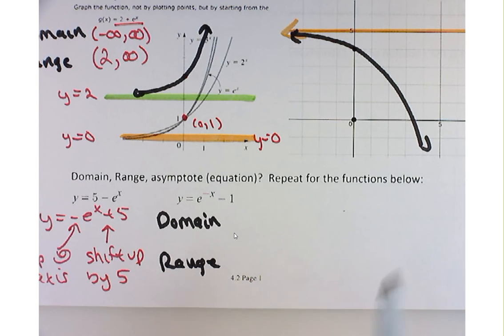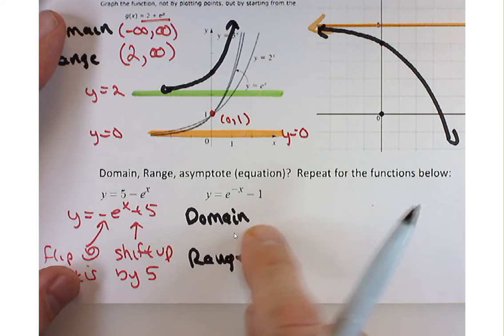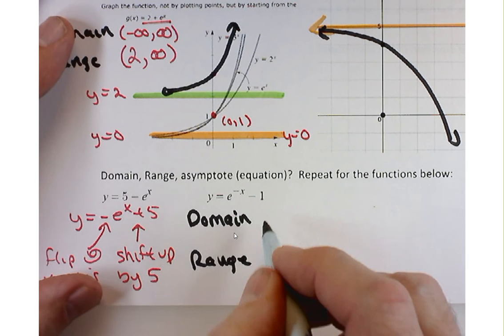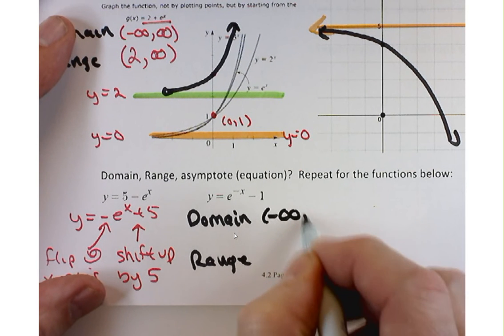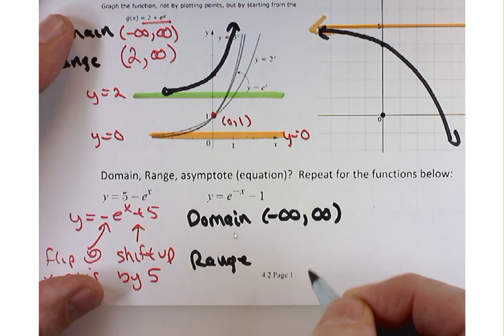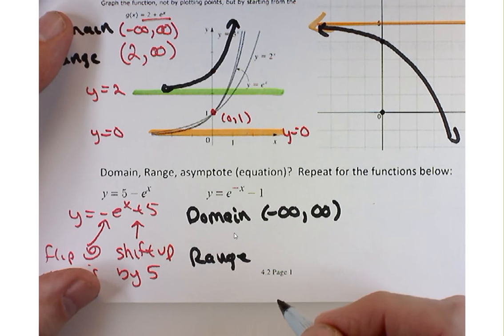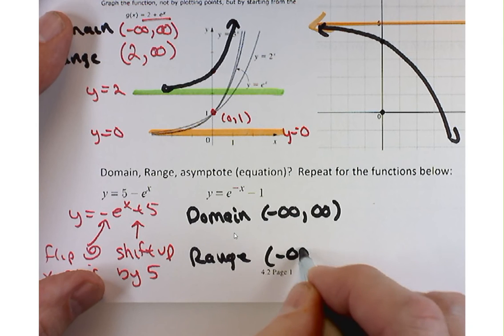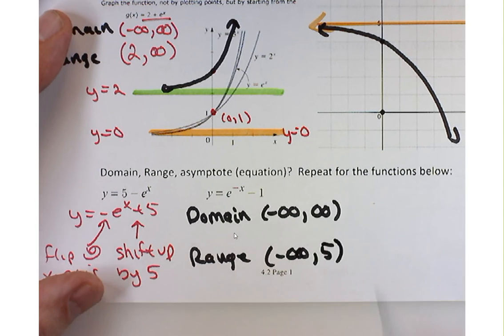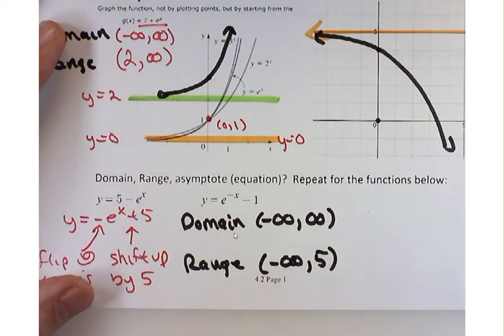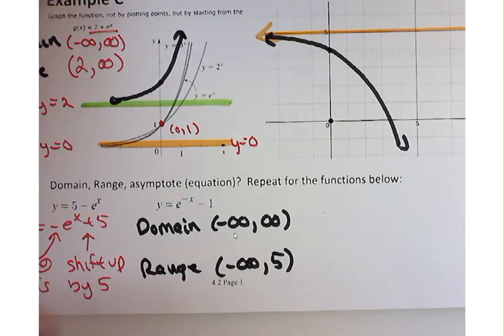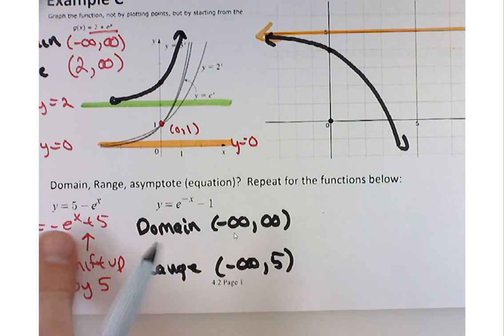Okay. Alright, so what do we got for the domain? Negative infinity to infinity. Excellent. How about the range? Negative infinity to 5 and a parenthesis on that one, because it never actually quite touches 5. So, great, great. Are we good with that first one here?